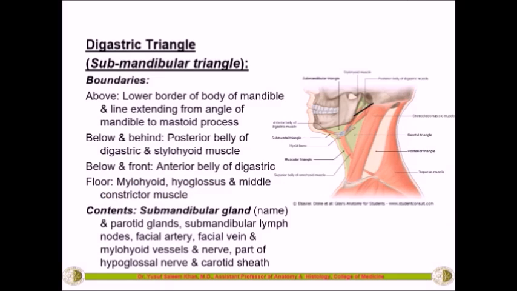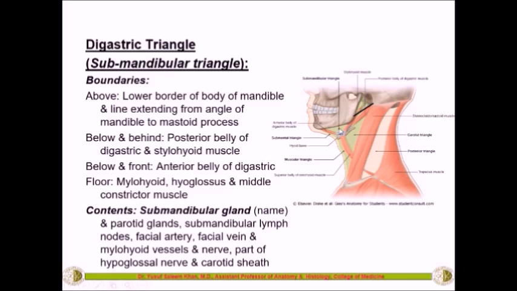Now coming to the third triangle, which is called the digastric triangle, or it is also called the submandibular triangle. It is called a submandibular triangle because it is below the mandible. Sub means below, and it is below the mandible. That's what is called a submandibular triangle. It is also called a submandibular triangle because it has a very important content that is called the submandibular gland.